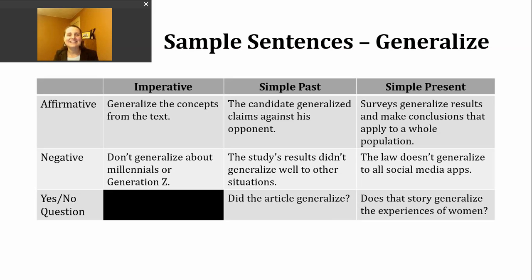If I want to ask a yes or no question in the simple present, I'm going to start with do or does, then I'll have my subject, then the base verb. Does that story generalize the experiences of women? Right? Does it say all women have these certain experiences?